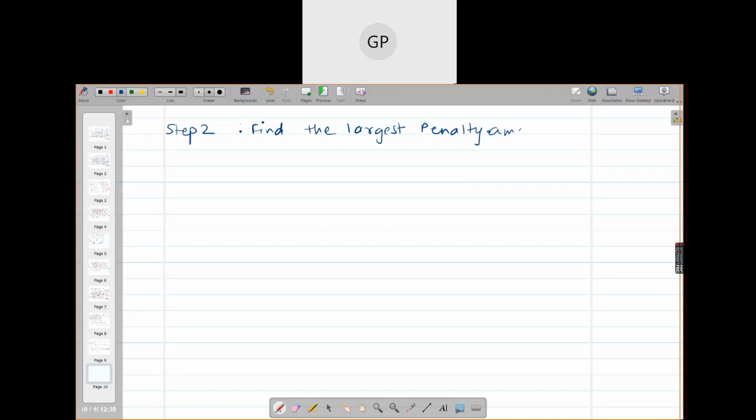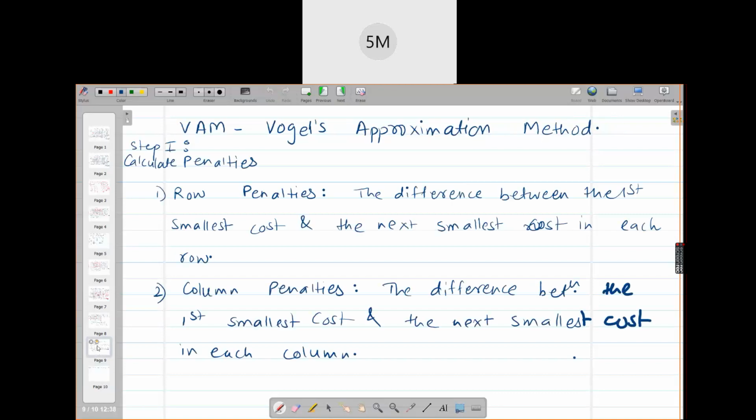Ma'am, what is the first step? First step, ma'am. Calculate penalties. Aditi, why are you so slow? I joined just now. In the last lecture also you joined late and you asked me to explain again.